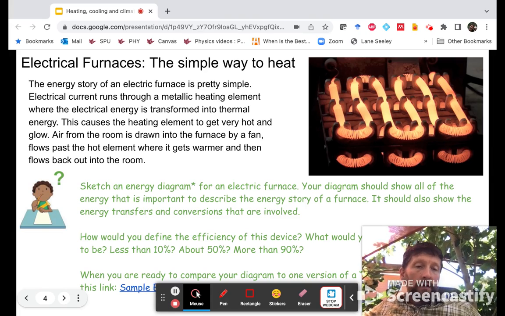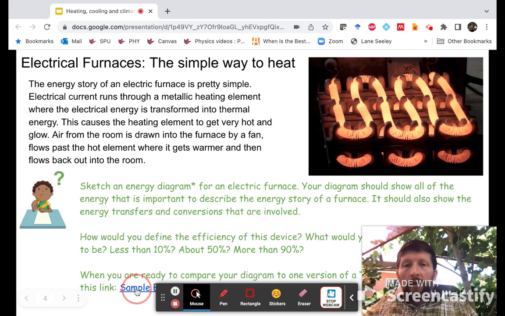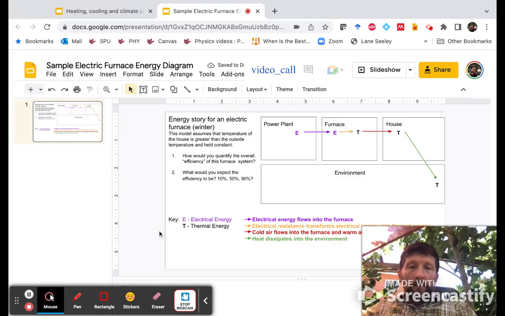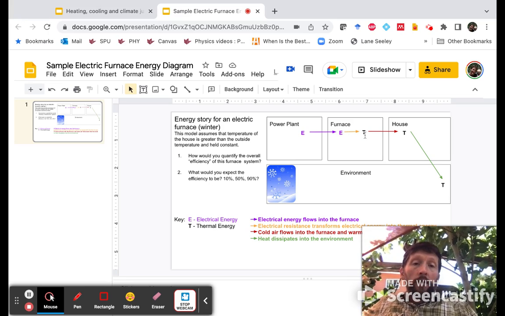there are many different types of diagrams they could draw, and I'll just show you one example of a diagram that kind of captures what's happening with the energy in a very simple way. So here we can see that for a typical electric furnace, you have energy from the power plant as electrical that then transfers to the furnace as electrical energy and then transforms into thermal energy in the furnace. And then once it's thermal energy in the filament in the furnace, it then transfers out to the surrounding air in the house as thermal energy.